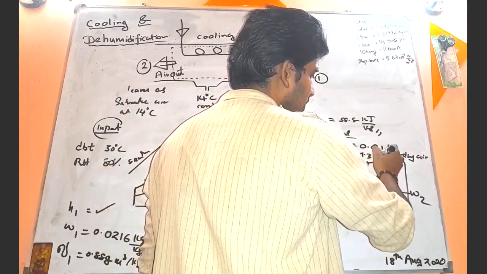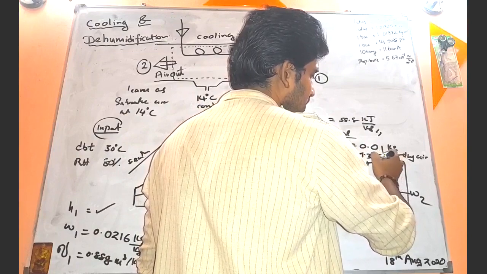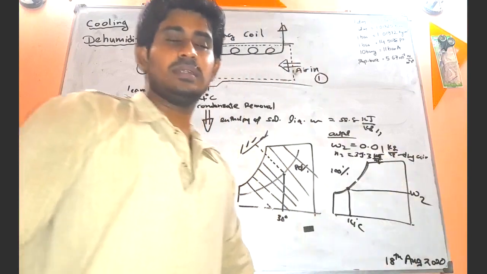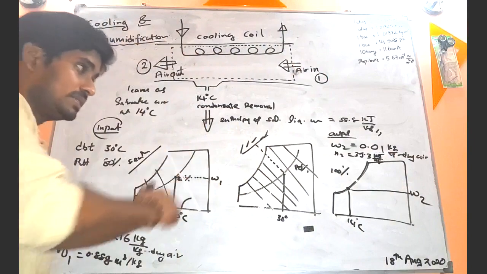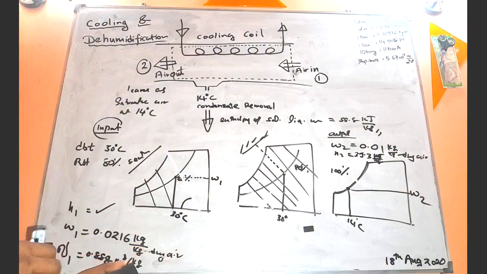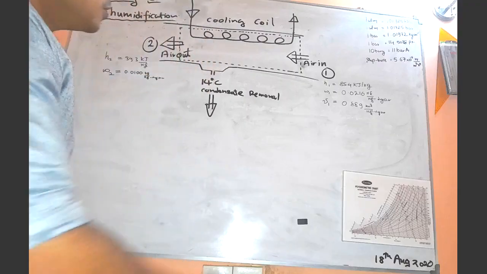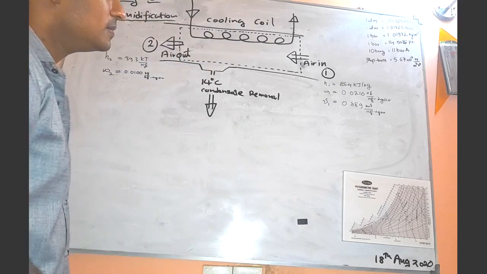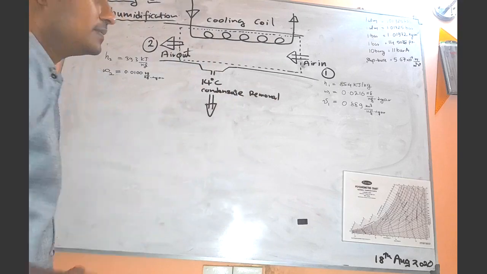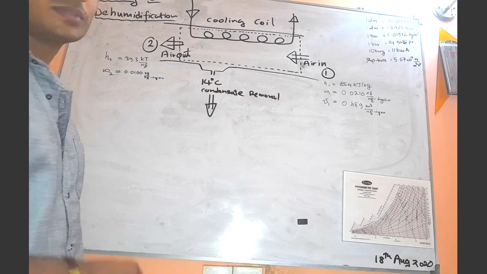39.3 kilojoules per kilogram, right? Now be very careful, please check the values, because you should know that method. Now we have obtained all the necessary thermodynamic properties, the values. So now just focus on that.